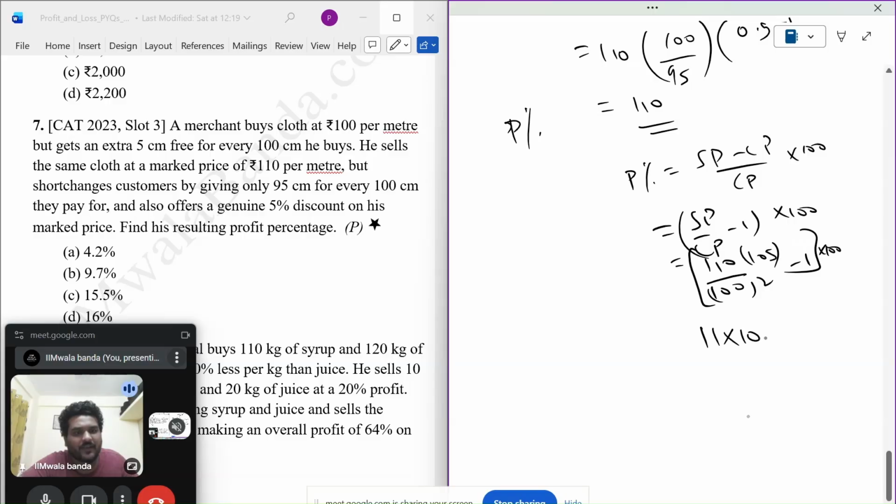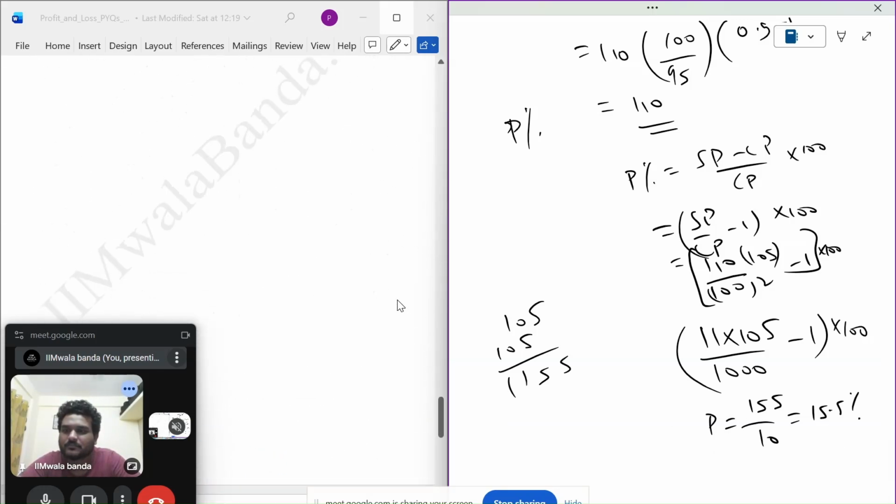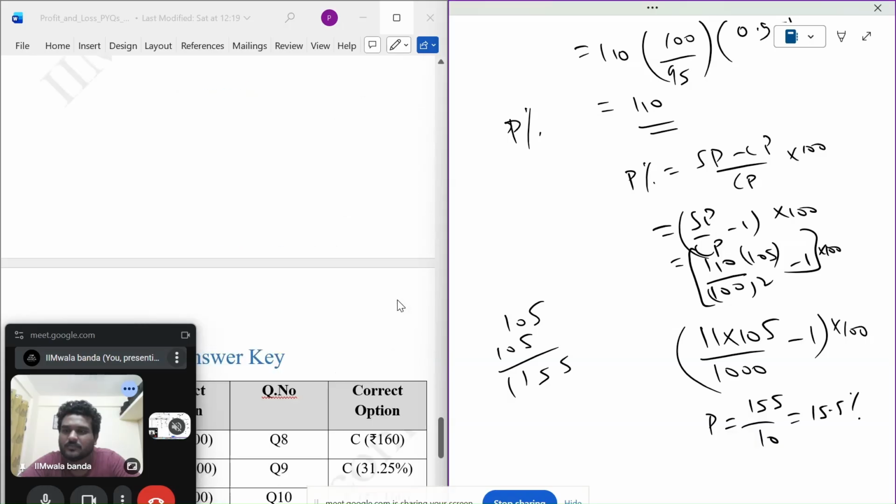This is basically 11 into 105 upon 1000, and that 0 I cancelled. 105, 105, 1155 minus 1000. So 155. And this it cancels. So 15.5%. That's option C.